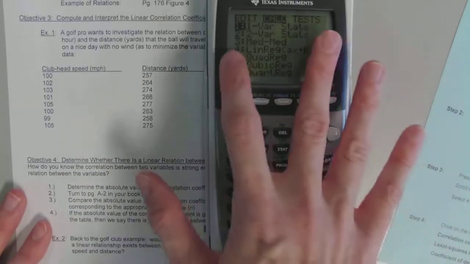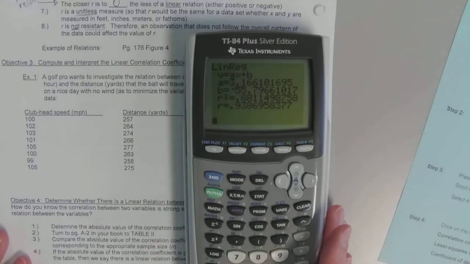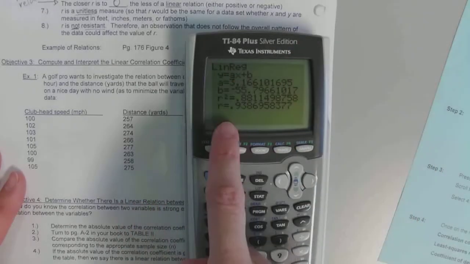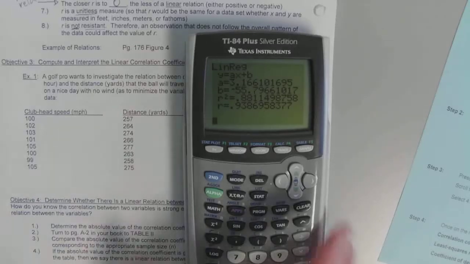Now go back to Stat, Calc, 4, and everybody should have the same thing. Does that look right? Okay. The y equals ax plus b and the a and b values are not until 4.2. What we want, r squared, is not until 4.3. What we want is that r value, okay? That r is the correlation coefficient. All these will be thrown at you, but the test will say, what is your correlation coefficient? So you need to know that's r.